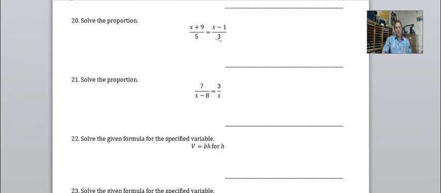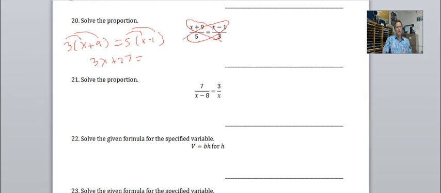20, I'm doing the same thing. Just this time, when I do the butterfly, that cross multiply, I'm going to make sure I put parentheses around it, separated by an equal sign, and I do the same thing to the other side. I do the parentheses because that's telling me that I need to distribute. So when I distribute, I get 3x plus 27 equals 5x minus 5.